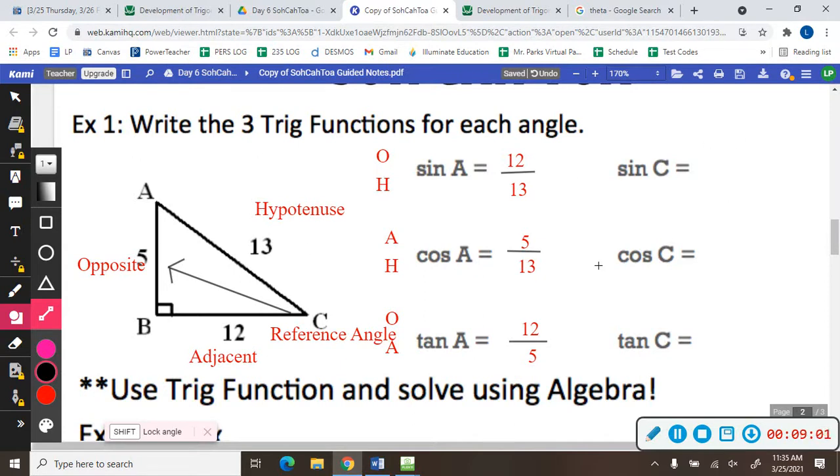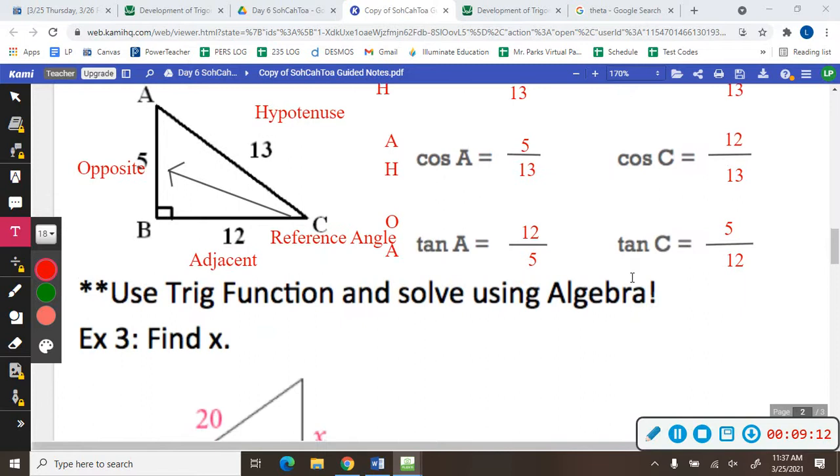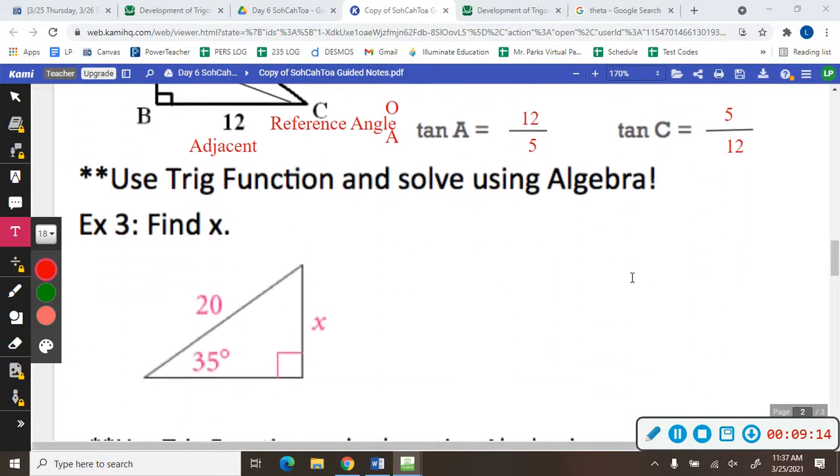You can hit pause if you're watching at home. This is what we got: sine of C is 5 over 13. Cosine of C is 12 over 13. Tan of C is 5 over 12. Alright, so now we're going to actually use this stuff.